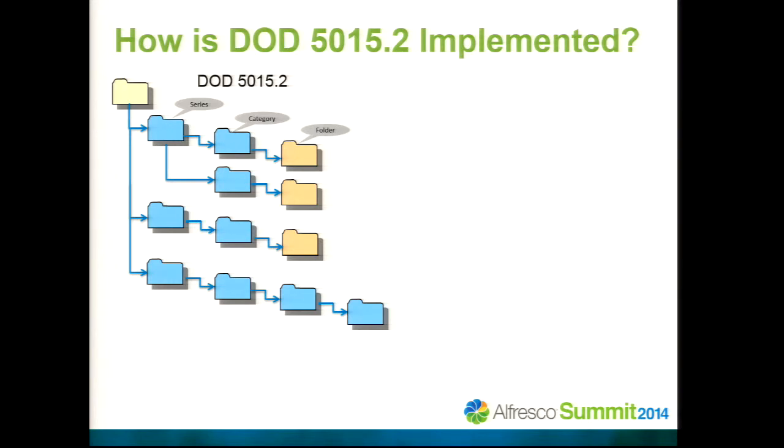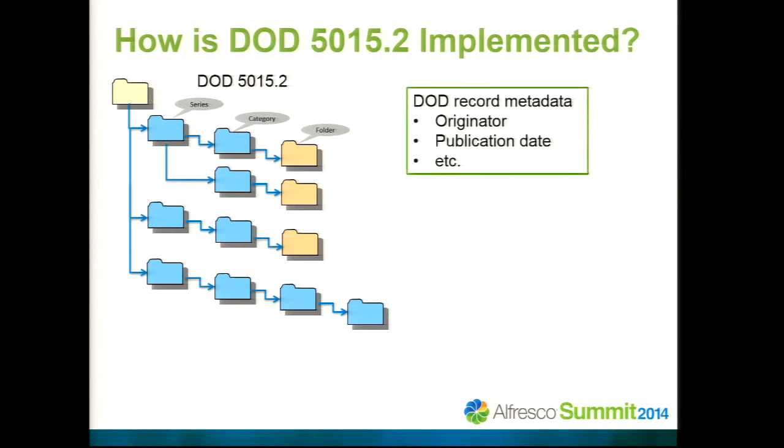So the other type of thing we've introduced is what's called a standard file plan, and that removes a lot of these 5015 restrictions. In that type of situation, you can set up a file plan as many levels deep as you want to. In addition to the file plan, there's some additional metadata that goes on the record when it's declared that's specific to the DOD standard. That's things like the originator date and publication date, which are mandatory fields required by the DOD standard to be filled in.